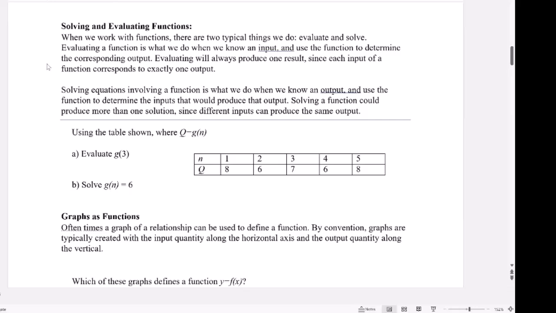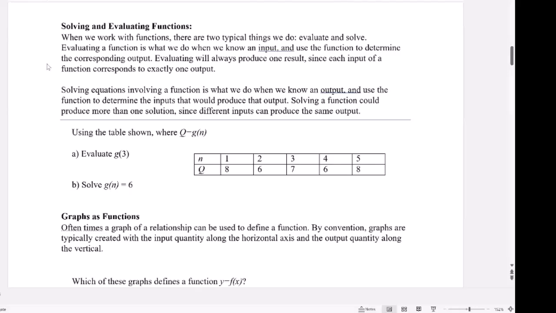Evaluating will always produce one result, just like we saw, since each input of a function corresponds to exactly one output. Solving equations involving a function is what we do when we know an output and use the function to determine the inputs that would produce that output. Solving a function could produce more than one solution, since different inputs can produce the same output. So just like we saw before, different inputs can produce the same output. But we don't want one input to have two different outputs.